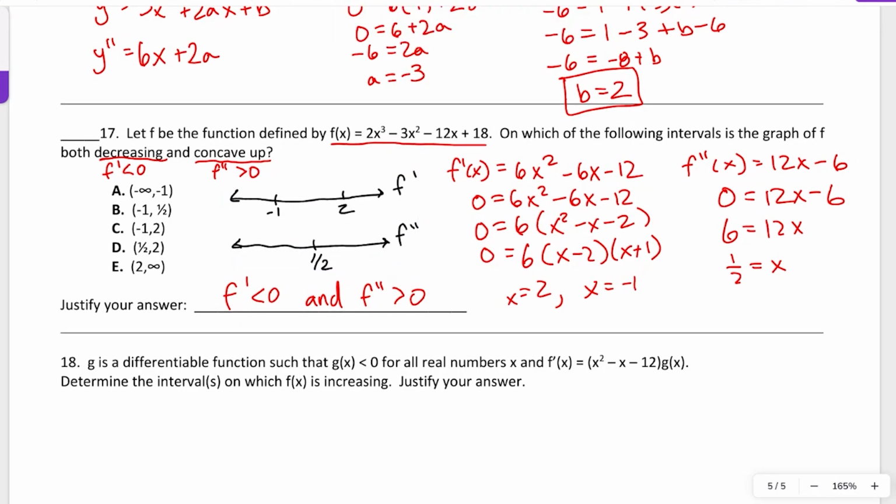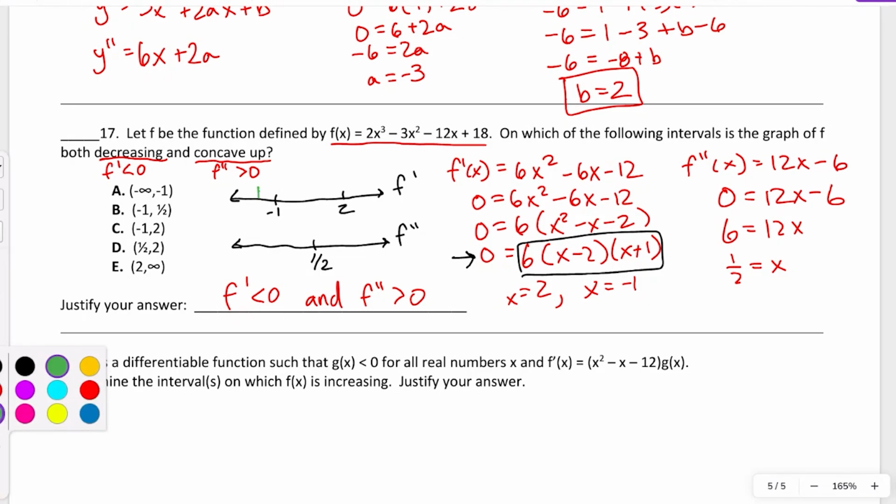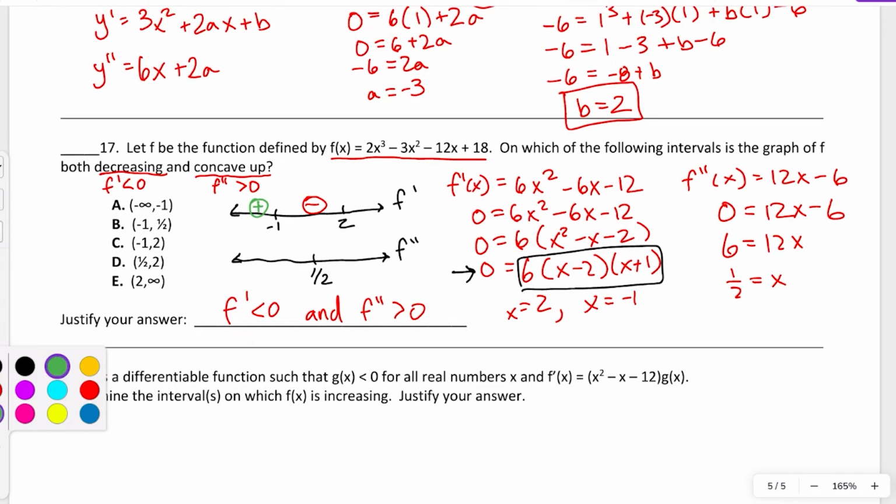If we plug in a number like -3 into f prime, and really I'm going to focus on this, I can't really see that. I'm going to use this equation here, the factored form. Plugging in a number like -5 is going to result in a negative times a negative, which is positive. If I plug in a number like 0, I'm going to get a negative times a positive, which is negative. If I plug in 5, I'm going to get a positive.